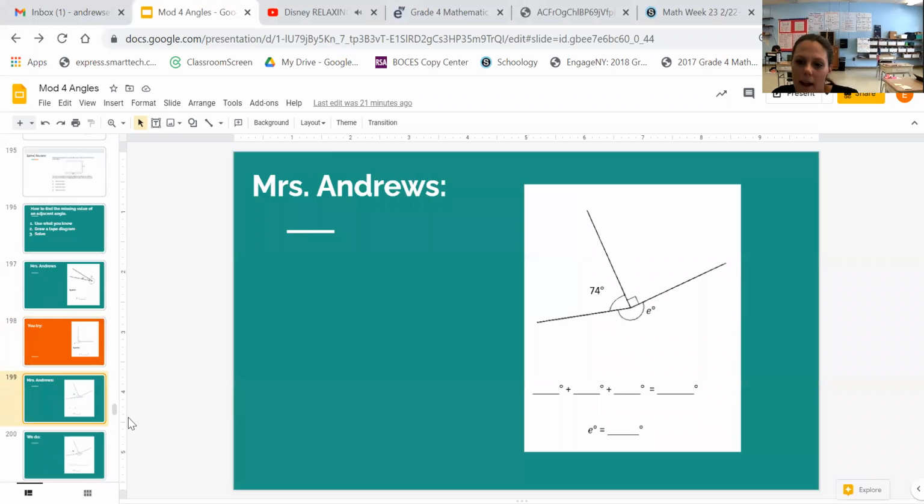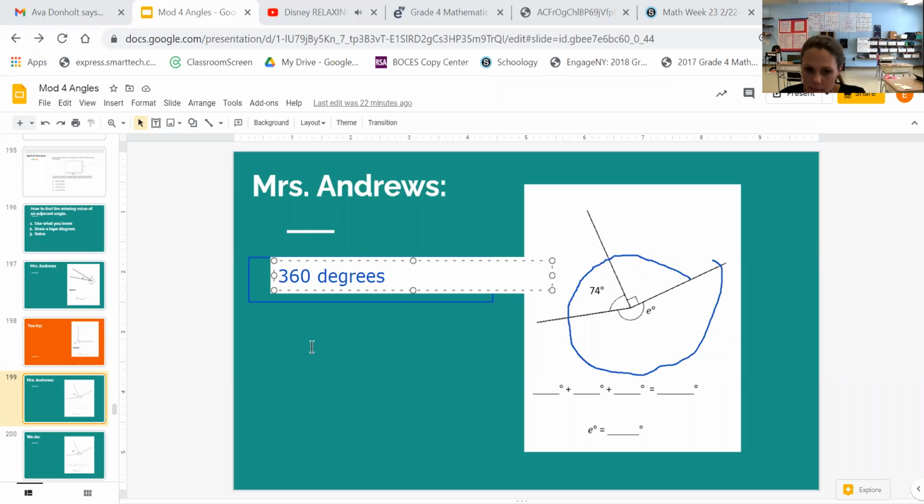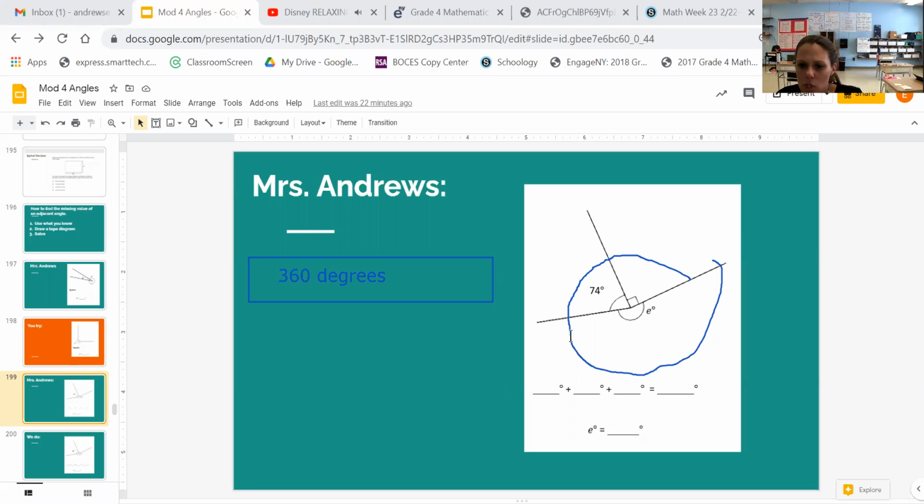All right, let's check this one out. Mrs. Andrews is going to do this one for you. Again, let's look and see what we know. I know there's one angle, two angles, three angles. Sorry, I didn't line that up very well. And it makes a full circle. So if it makes a full circle, I know that it's a total of 360 degrees. We said there are 3 angles, which means there are 3 parts, 1, 2, and 3.